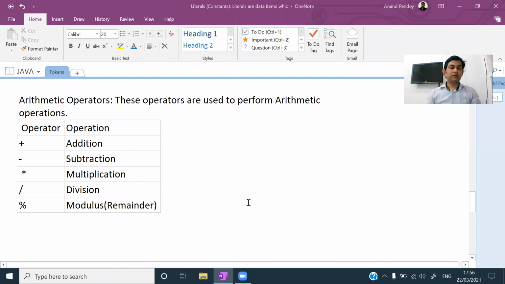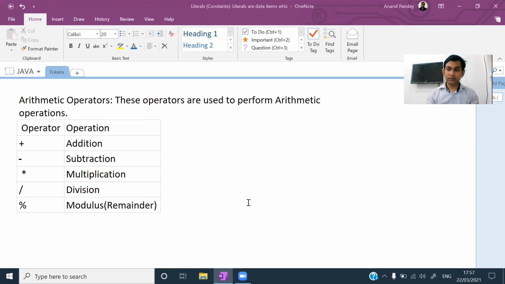So see on the screen, I'm starting the discussion with arithmetic operators. Arithmetic operators are those which perform arithmetic operations. For example, I've written on the board, you can see the plus operator performs addition, minus performs subtraction, star, this asterisk symbol, is used to perform multiplication, slash for division, and this percentage symbol is called modulus. It is used to find the remainder.